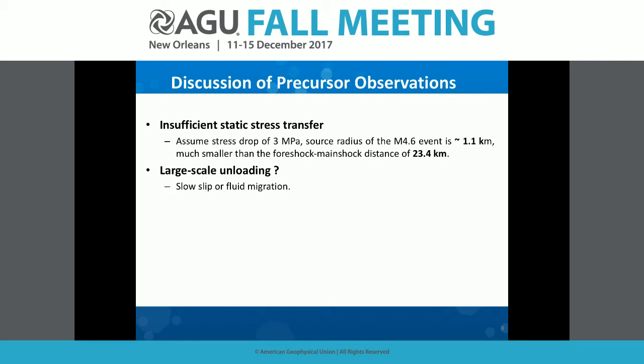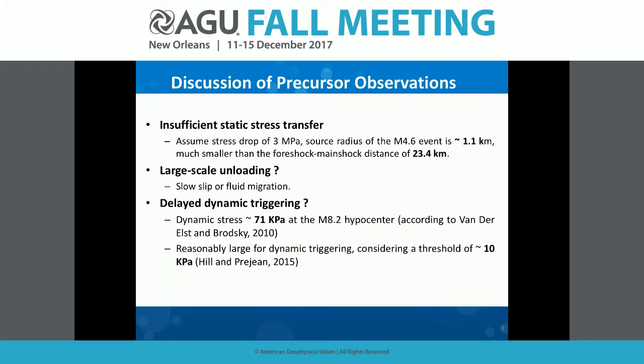So it could be that there are a lot of smaller events that we cannot detect with our available data. And the other possibility is that maybe we're seeing delayed dynamic triggering from this 4.6 to the main shock. Because if you calculate the expected dynamic stress of this event at the hypocenter of the main shock, you get about 70 kilopascals. That's reasonably large, considering that we have seen events being triggered by just 10 kilopascals. So this is certainly a possibility.